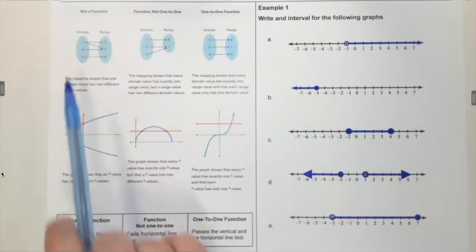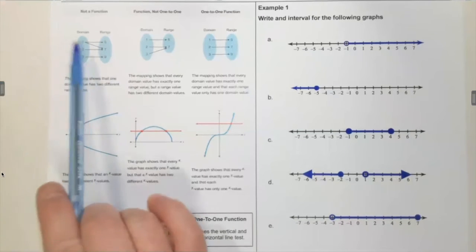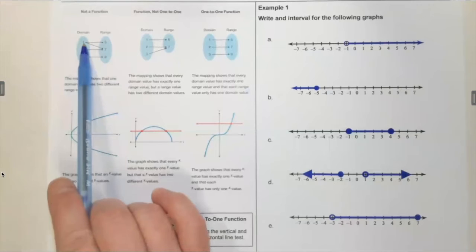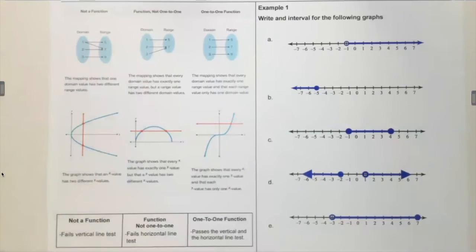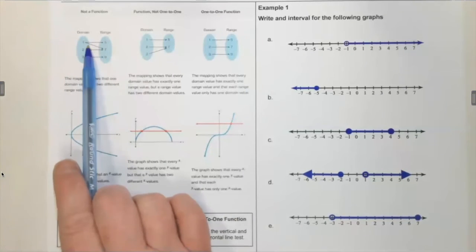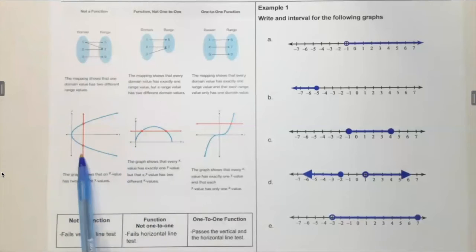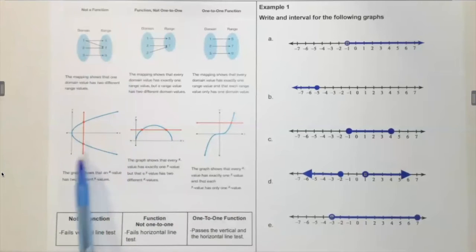The first function shows a circle mapping, and we can see that we have two x values going to two different y values. This is not a function because you have repeating x values. I would also be able to see that it's not a function by doing a vertical line test. The first one is not a function, it fails the vertical line test.